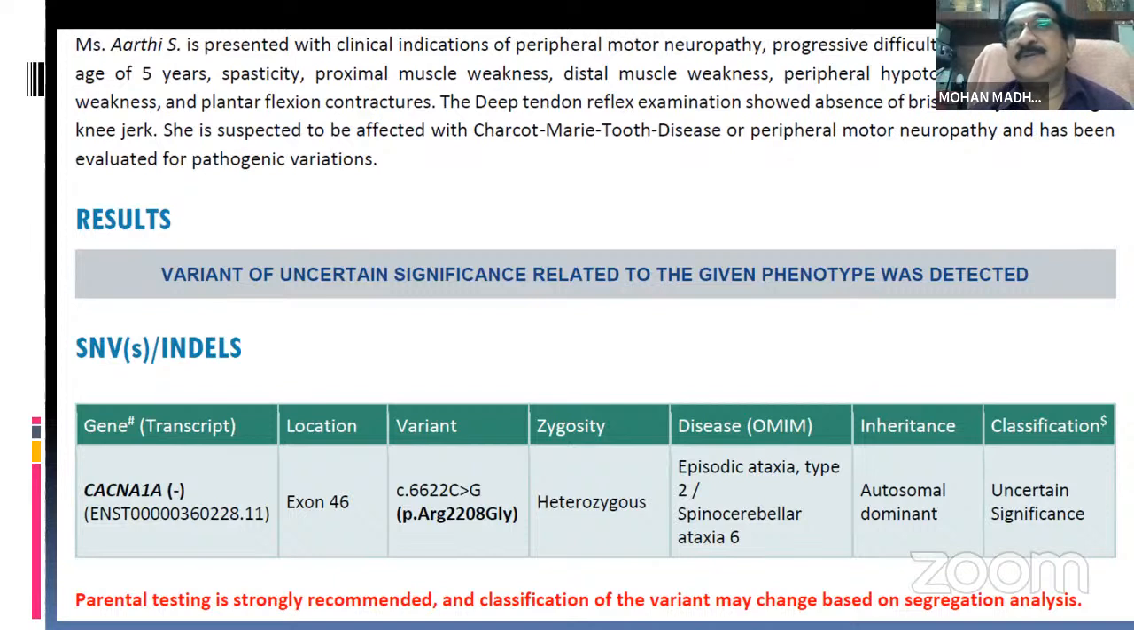Sometimes genetics may not give a clue to us what it is. It may give an entirely different diagnosis. We always try to correlate with the clinical picture before giving significance to the genetic abnormality.